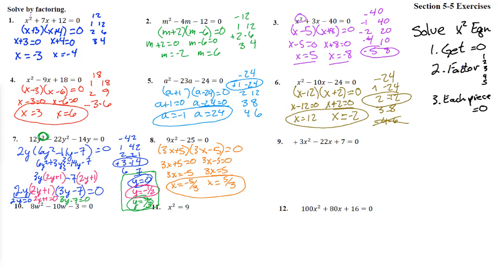All right, number 9. Let's go with, okay, we've got equal to 0, check. Factor. Is there a greatest common factor? No. It's a trinomial, 3 terms, leading coefficient is 3. So we're going to have to use the AC method. So 3 times 7 is a positive 21. That's a 1 and 21. 3 and 7. All right, so we got to add to a negative 22. So those guys have to be negative.